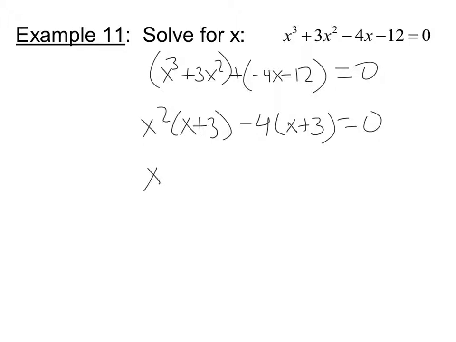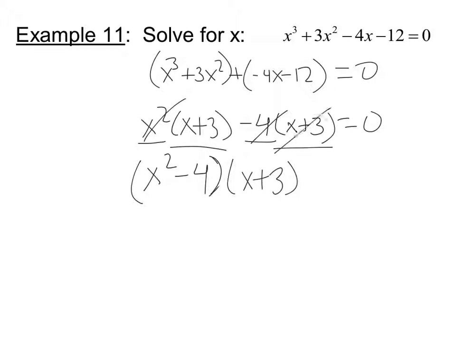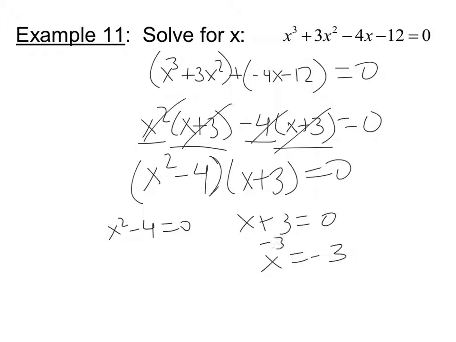So then I get x squared minus 4 times x plus 3, because we factor out the x plus 3, and you're left with the x squared minus 4. So you get x squared minus 4 equals 0, x plus 3 equals 0. Here it's x equals negative 3, because you subtract the 3. Here you get x squared equals 4. So you get x equals plus or minus 2.